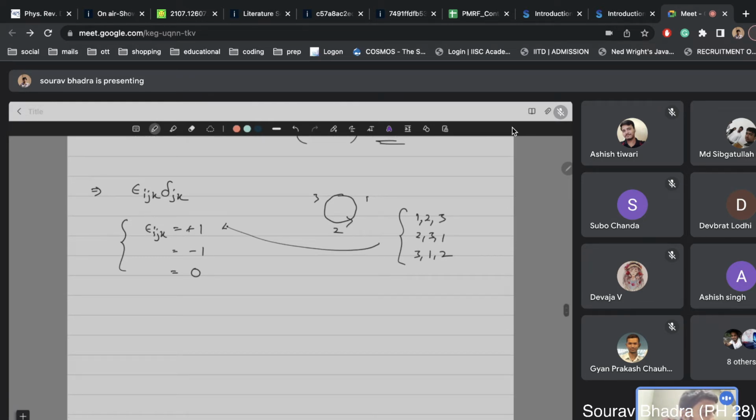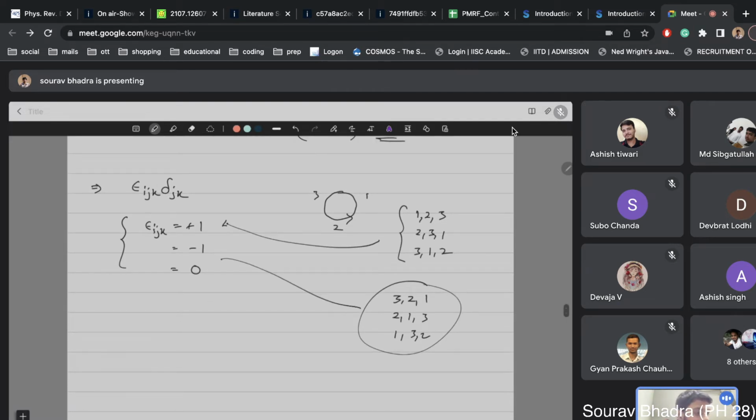And for the clockwise direction, say 3 2 1, 2 1 3 or 1 3 2, it will be minus 1, and for all other cases the value of the Levi-Civita symbol will be 0. I mean, if i equals j, or i equals k, or j equals k, if any two of the indices are the same, then the value of the Levi-Civita symbol will be 0.